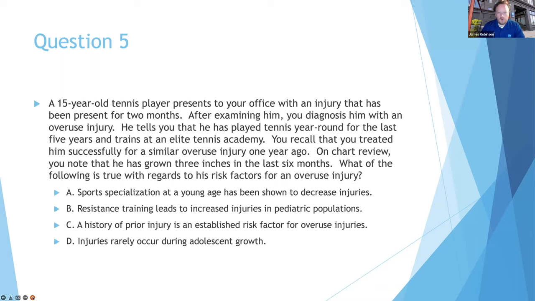Okay. So question number 5, a 15-year-old tennis player presents to your office with an injury that has been present for 2 months. After examining him, you diagnose him with an overuse injury. He tells you that he's played tennis year-round for the last 5 years and trains in an elite tennis academy. You recall that you treated him successfully for a similar overuse injury about a year ago. On chart review, you note that he has grown 3 inches in the last 6 months. Which of the following is true in regards to his risk for overuse injuries?